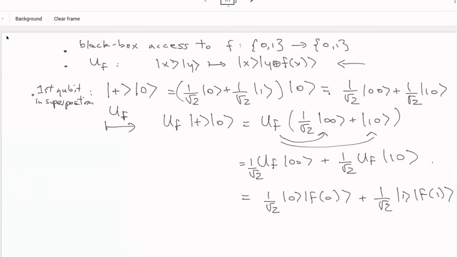So far, so good. Should I clarify anything? How does everyone feel about this? The plus is the plus. Let me write it at the top. The plus is 1 over square root of 2, 0 plus 1. You can see it at the top, right?